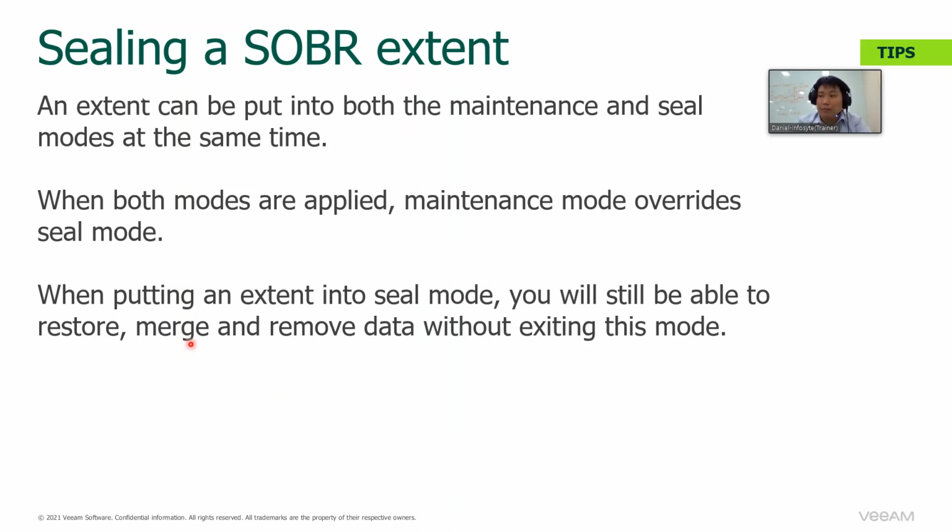Because why? After merging and deleting the expired data, your new files should be stored in a different repository now. And the old one will be empty because you did not write any new backup data to it anymore. The older data is already all moved out. And then it is time for you to shut down the repository and remove it from the SOBR, for example. Okay? So this is another flexible option for you to manage your scale-out backup repository.